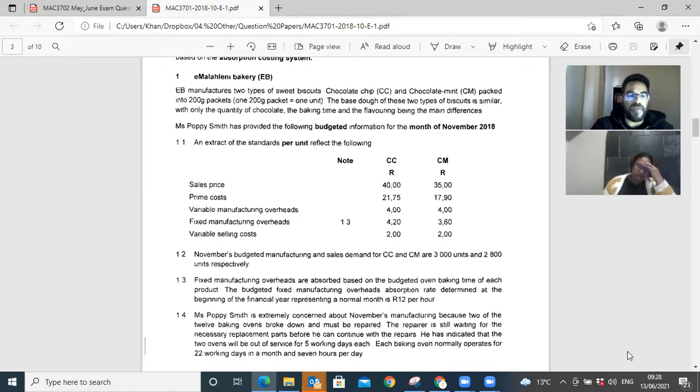So let's say November's budgeted manufacturing and sales demand for CC and CM are 3,000 units and 2,800 units respectively. So what you pick up for November, production as well as sales, are the same. Budgeted manufacturing and sales, so production units as well as the sales units budgeted are the same for both.